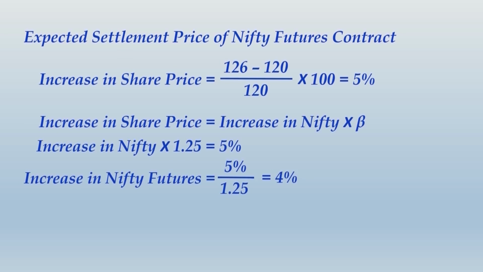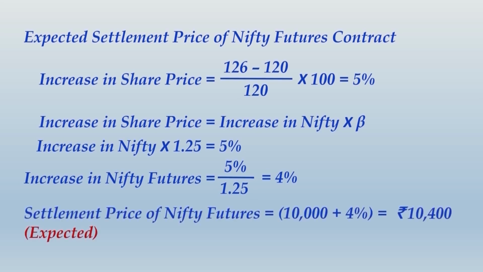This time, my friends, you have taken a short position in Nifty futures and the price of Nifty futures has increased by 4%. Obviously you are going to incur a loss because you have agreed to sell at 10,000 and the settlement price is 10,400. So how much will that resulting loss be, we will observe, but first take note of this much.